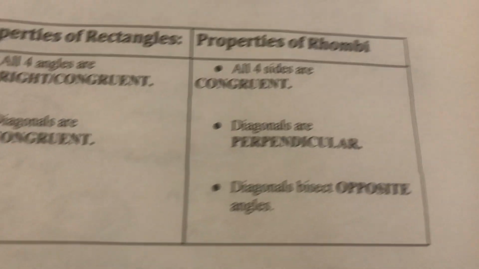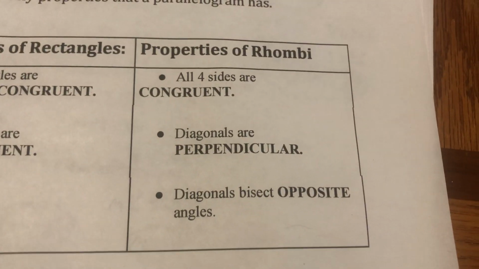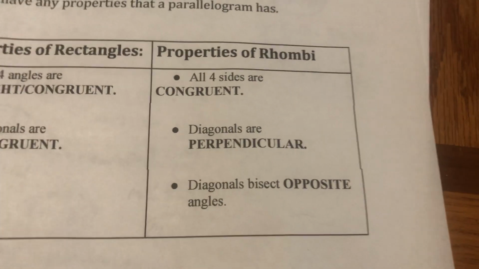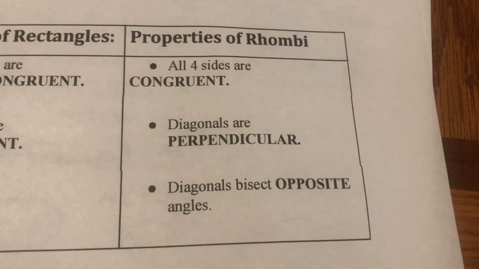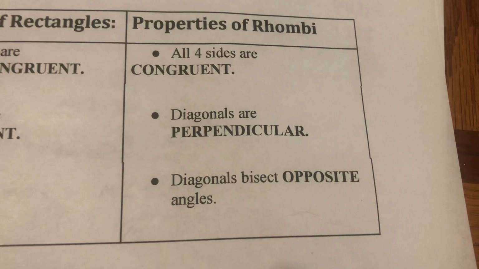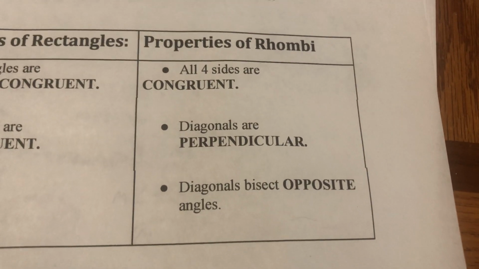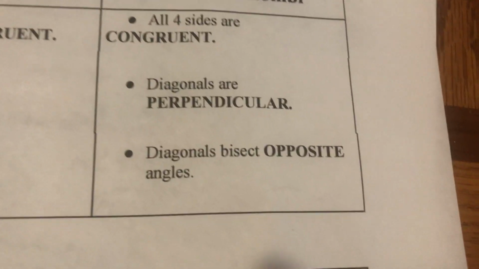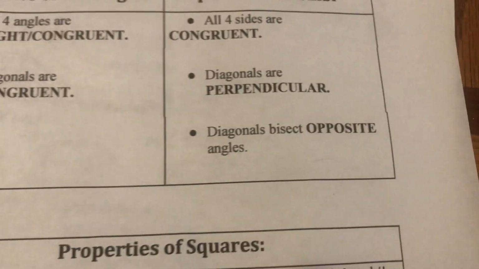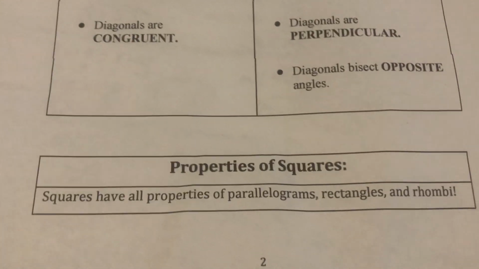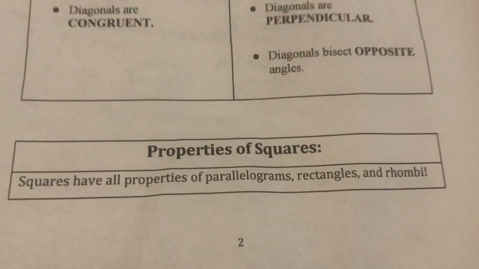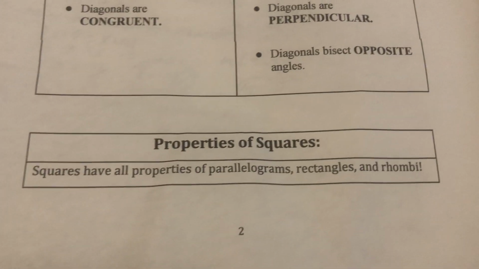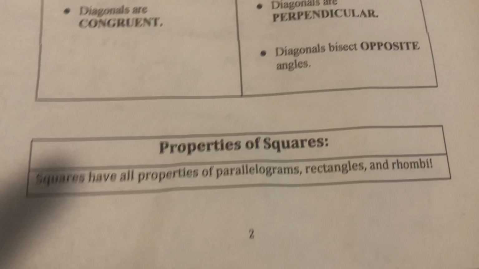Now when we move over to rhombi, all 4 sides are congruent. So not just opposite sides, but all 4 of them. The diagonals are going to be perpendicular, so right angles in the middle. You're going to be able to use right triangles to your advantage on the exercises. And the diagonals bisect opposite angles, so we talked about that a little. Now, properties of squares. Squares have all properties listed, so they have all the properties of parallelograms, all the properties of rectangles, and all the properties of rhombi.